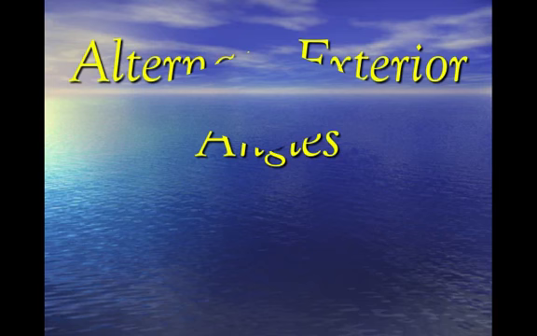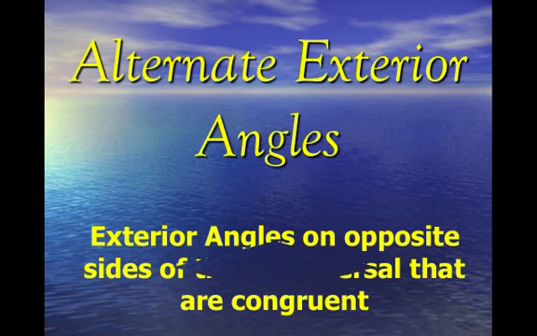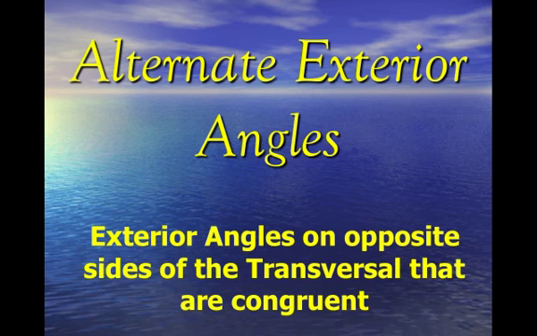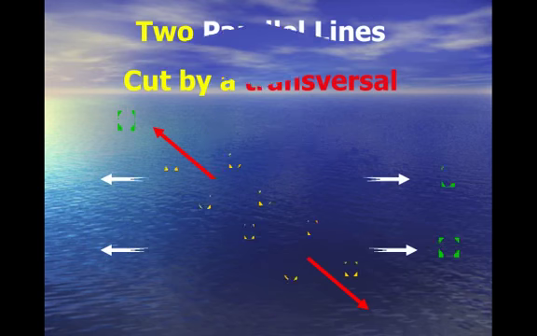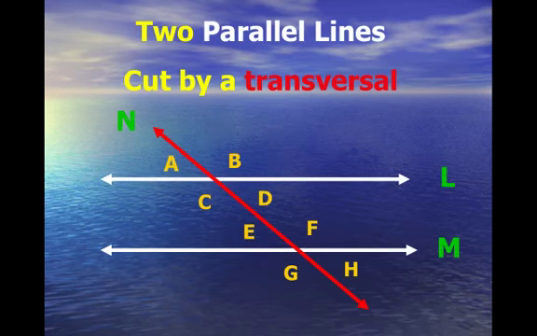The other term that pops up is alternate exterior angles. They work exactly the same way. Alternate exterior angles are also on opposite sides of the transversal, and they are congruent angles. So when I go to my model, angle A, its alternate exterior, is H, A and H. And then when I talk about B, angle B and angle G are alternate exterior angles.